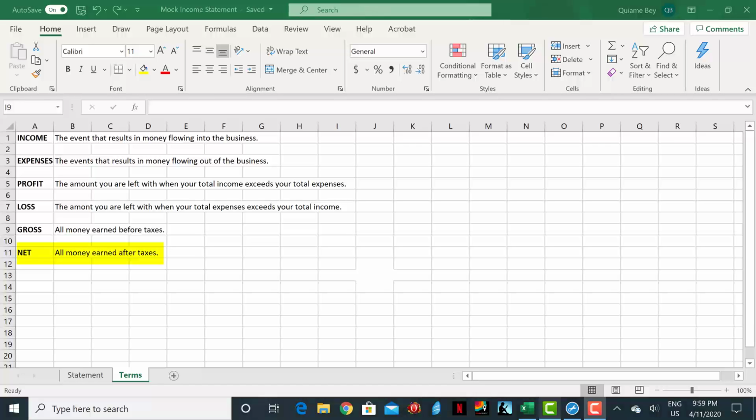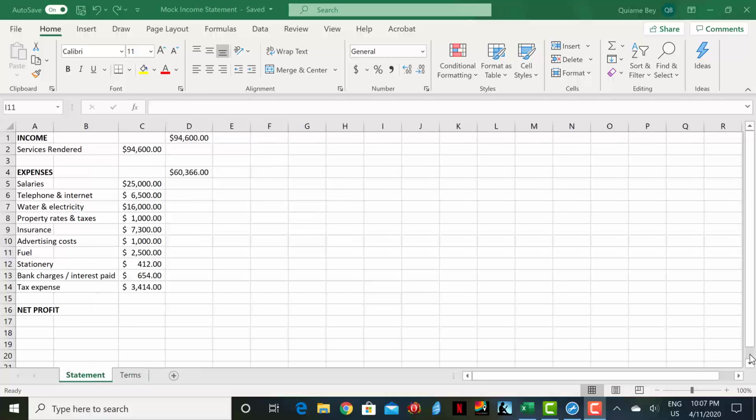Net is all money earned after taxes. For example, if your business made $250,000 its first year in operation and paid $25,000 in taxes, the net for the business will be $225,000. Because profits and losses will be calculated in the income statement, the statement will also be referred to as a profit and loss statement.